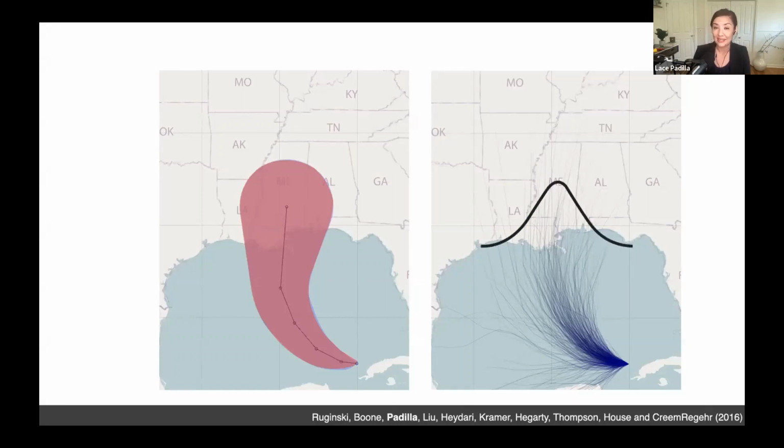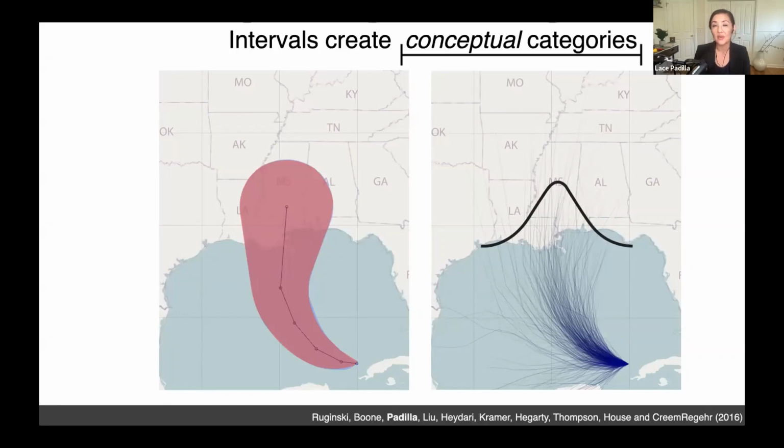So this is some of our evidence that these intervals create conceptual categories where people know that the probability of a storm isn't all or nothing, but when we show it to them with a cone, it forces them to think about distributional data categorically, which can be a big problem.